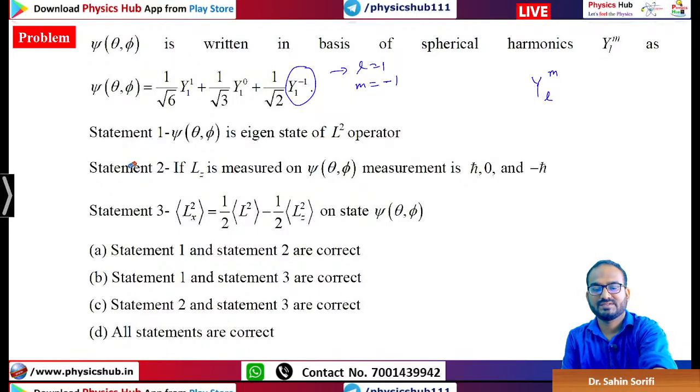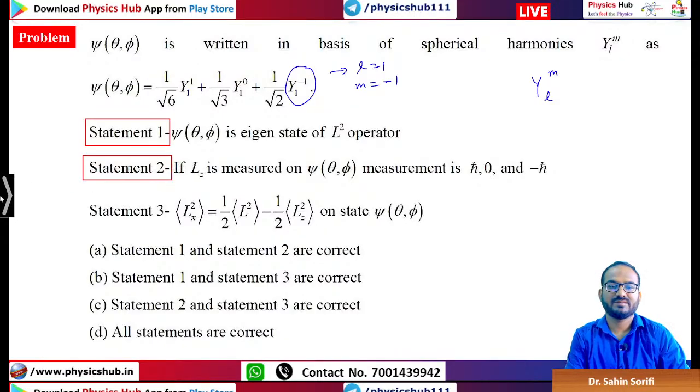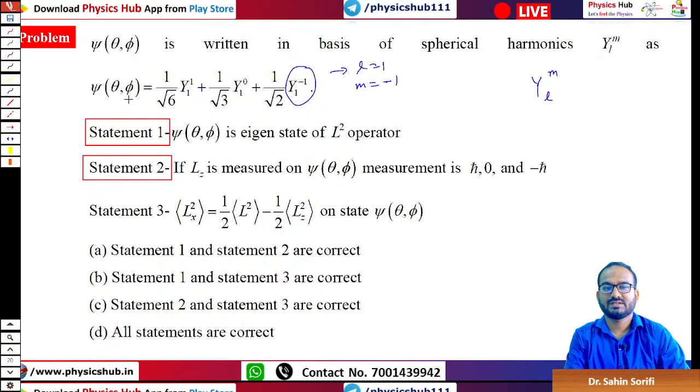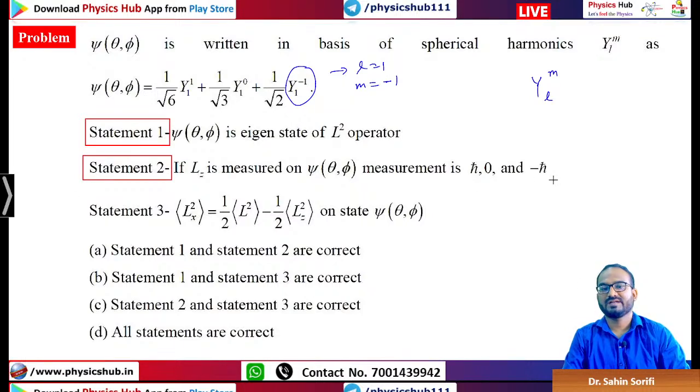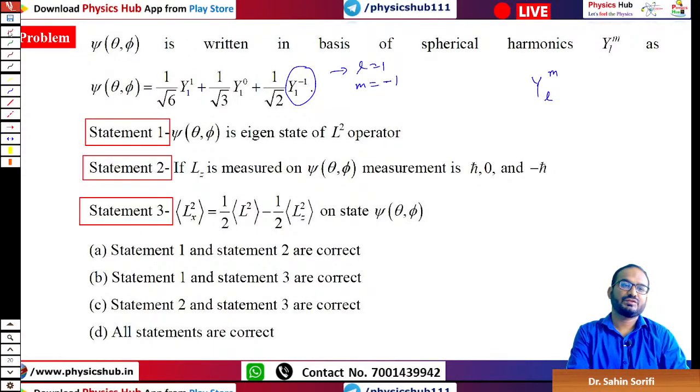So there are three statements given to you. First statement: psi theta phi is an eigenstate of L square operator. Second statement: if Lz is measured on this state psi, the measurement will come out to be h cut, 0, minus h cut. Third statement is also given: Lx square is equals to half times L square minus Lz square on its state psi. This is true actually. So can you do this problem?